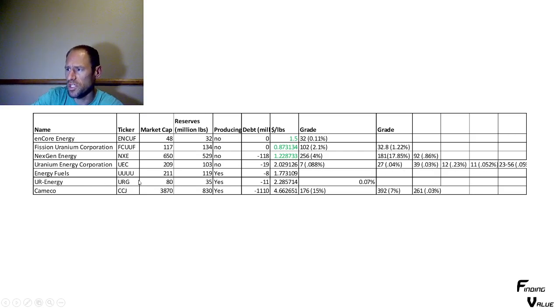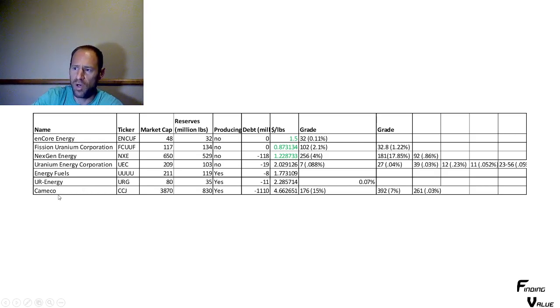UR Energy, URG, 80 million market cap, 35 million pounds is what I saw. Hopefully that's correct. Producing, yes, they've got 11 million in debt. You're paying $2.28 per pound, and they've got a grade of 0.07%. And that's an ISR program that they've got.